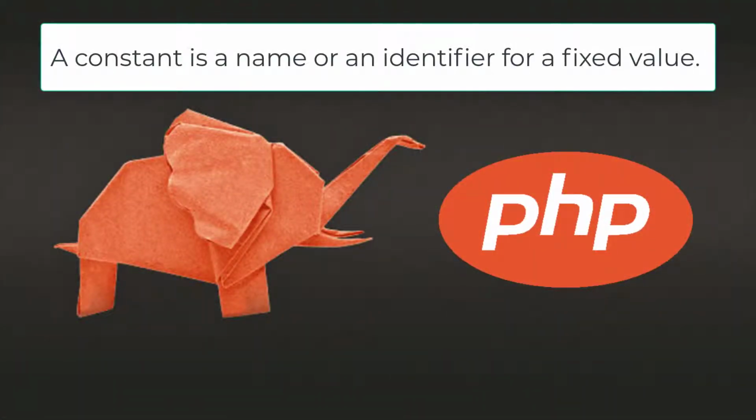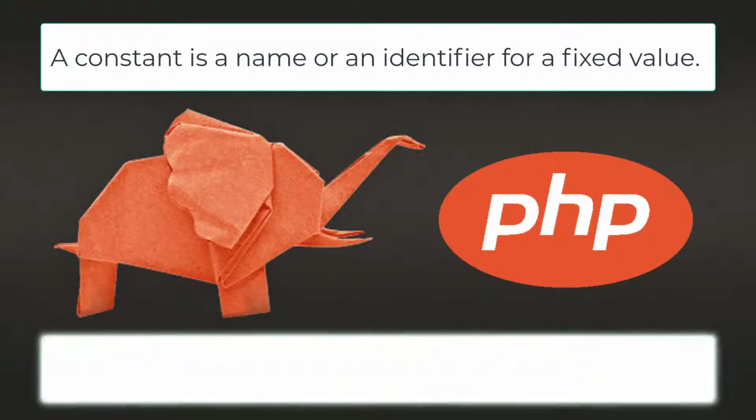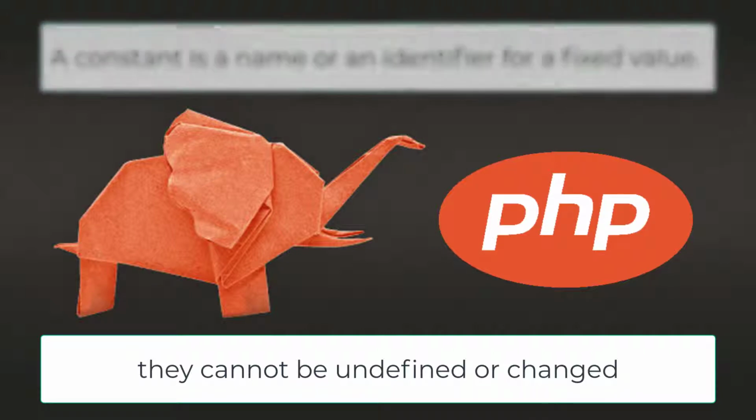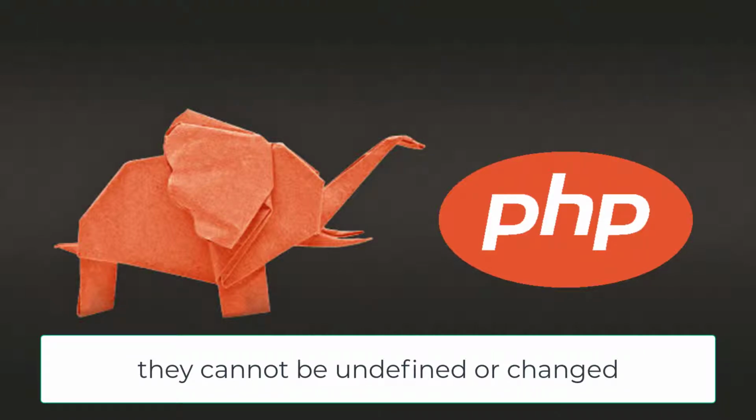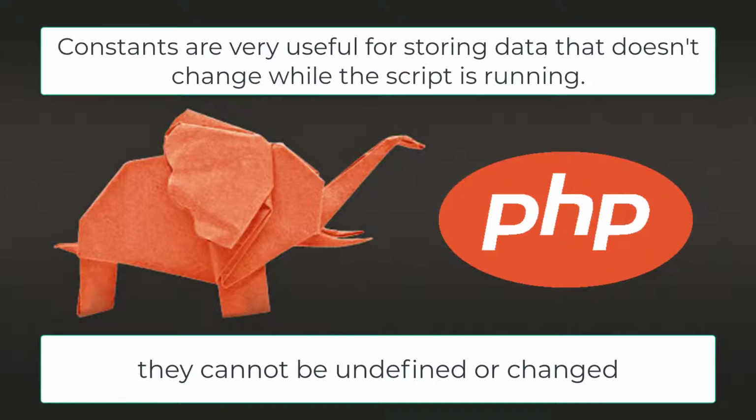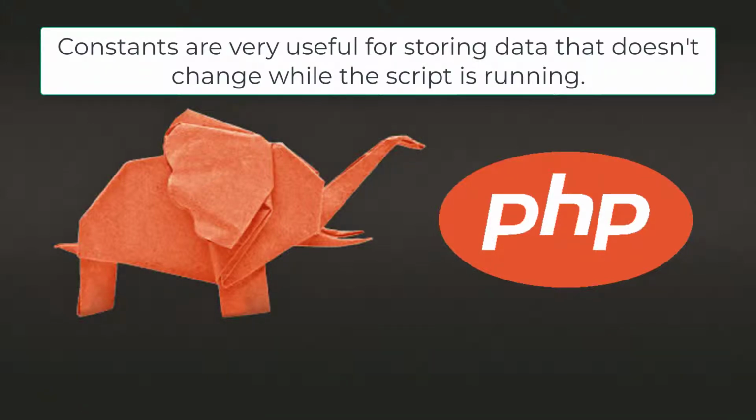A constant is a name or an identifier for a fixed value. Constants are like variables except that once they are defined, they cannot be undefined or changed. Constants are very useful for storing data that doesn't change while the script is running. Common examples of such data include configuration settings such as database username and password, website base URL, company name, etc.